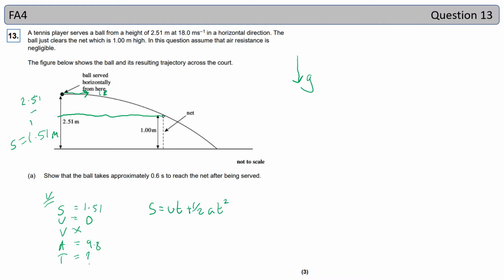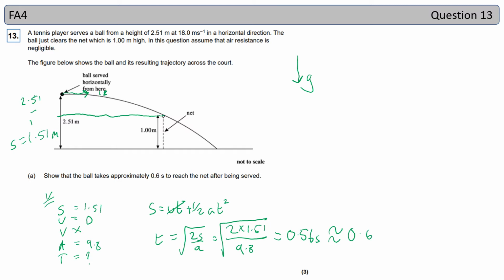Rearrange this to find t. Well, our ut is going to disappear because our u is 0. So t is going to be equal to the square root of 2s over a. Then we just plug our numbers in: 2 times 1.51 over 9.8, all square rooted. That gives us an answer of 0.56 seconds, which is approximately 0.6. So don't forget, when you're being asked to show that it takes approximately that much, always have your little summary saying, look, my answer is nearly what you're looking for.